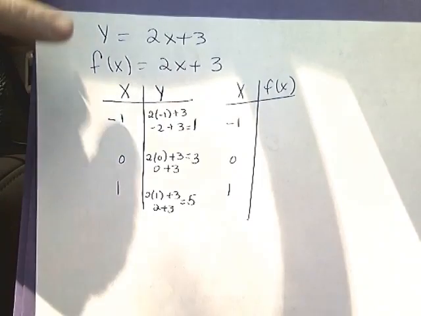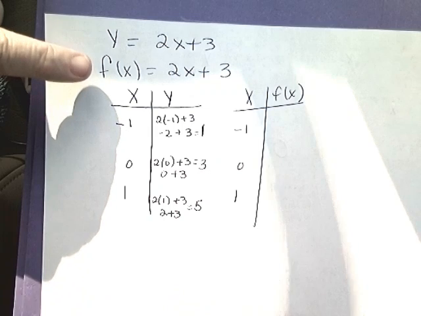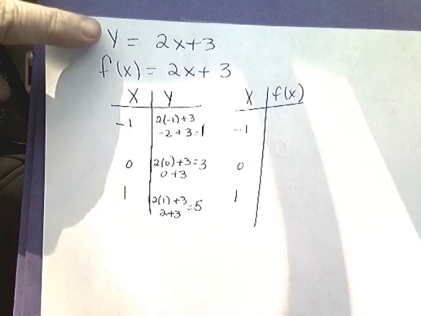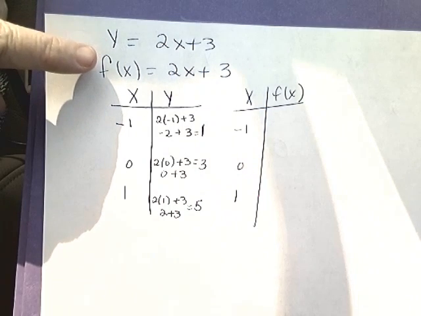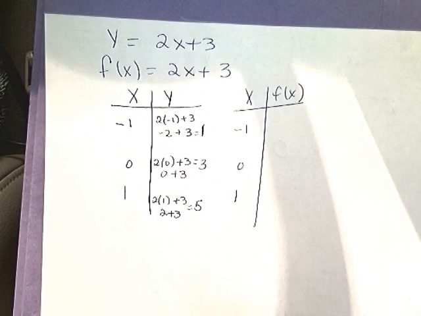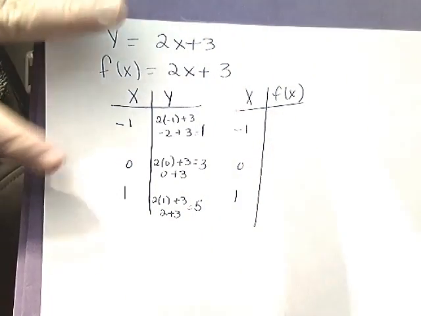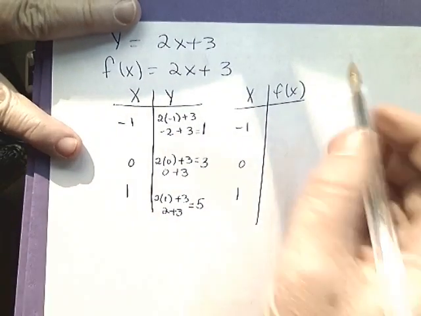Sometimes when they write functions, instead of using y, they use f of x. It really doesn't mean anything any different than y. I don't want you to think that it means f times x, because it doesn't. It just means a function using x as its variable, and then it gives you the operations to do. So you would handle this exactly the same way.